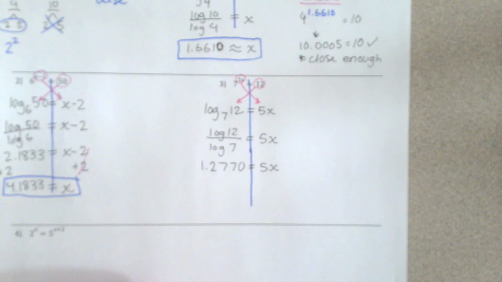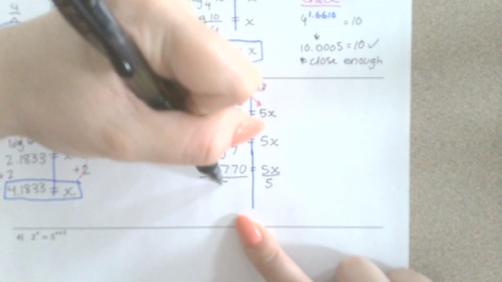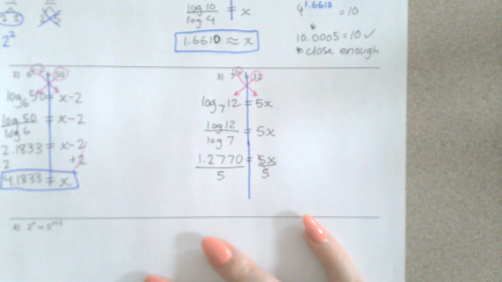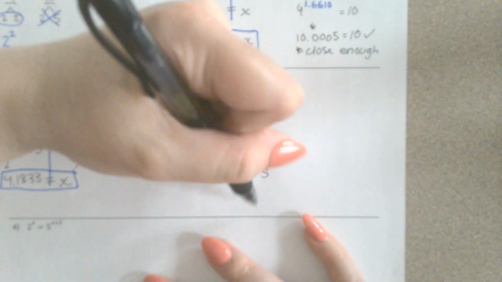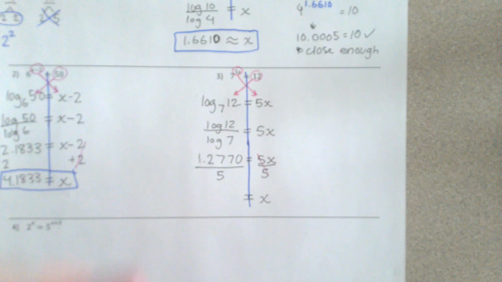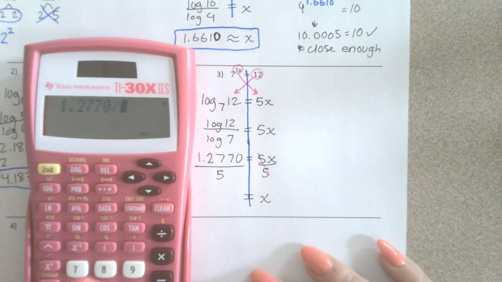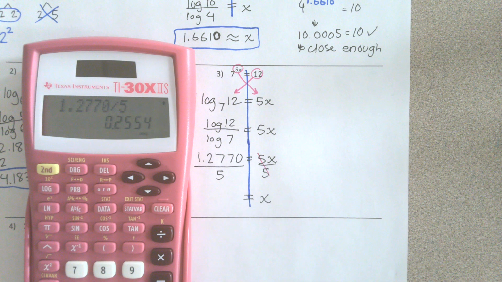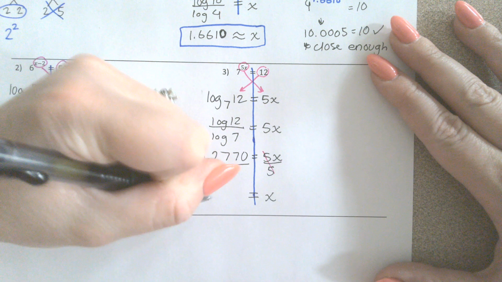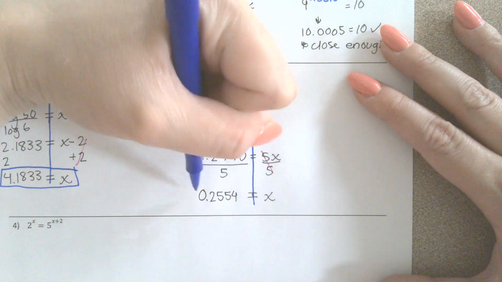One more step to get our answer. We have not solved for x yet, so we need to divide that 5 off to get it by itself. 5's are going to cancel. 1.2770 divided by 5 is 0.2554. And there's our answer.